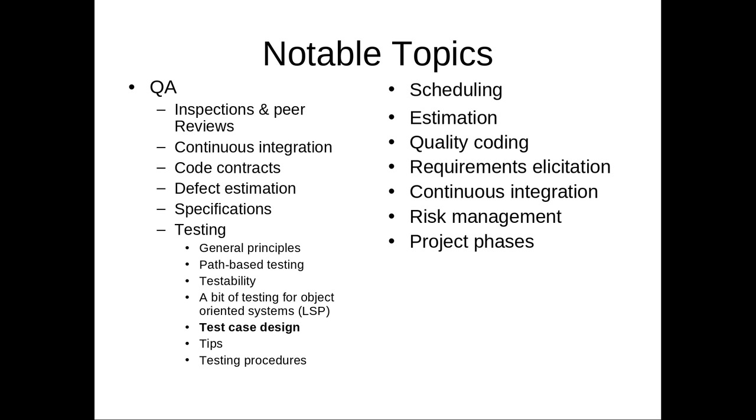So let's talk about a few major areas. Somehow there's a reordering here. Notable topics covered within the course of the semester. These are a set of topics which I think, every one of them, you have some requirements to know information. A lot of this course was at some level on risk management more generally and quality assurance more particularly within risk management, you could argue. So inspections and peer review, continuous integration, code contracts, defect estimation, specifications, or really that should be together with code contracts, testing. I would expect a major emphasis on testing.